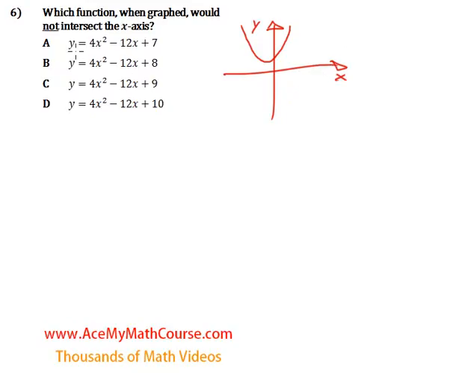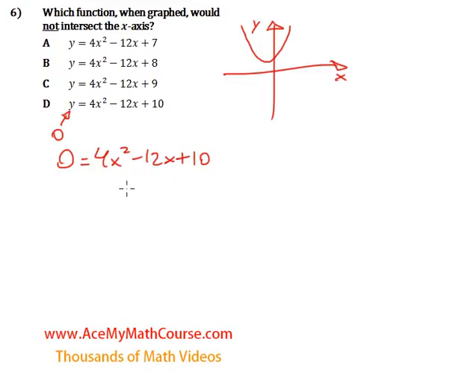And by setting y equal to 0 for a quadratic function, we can find where the graph of each function intersects the x-axis. Okay, so we can set y equal to 0, and like that, we can determine where the function intersects the x-axis by finding the values of x by solving the equation.